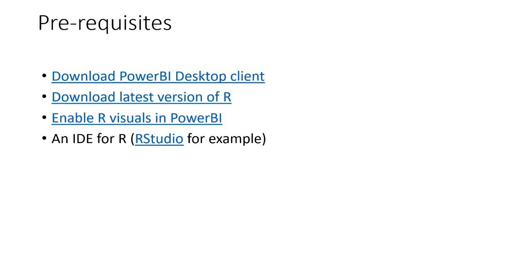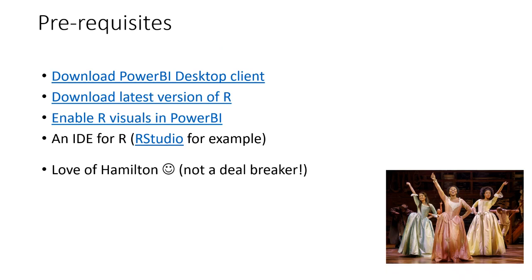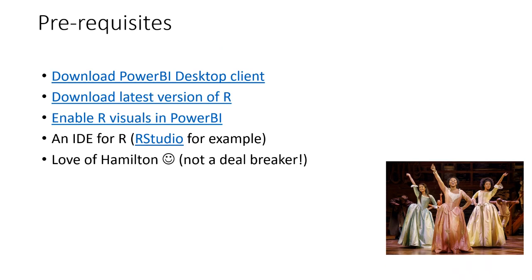So, some prereqs. What you want to do is make sure to download the Power BI Desktop client. Make sure you have the latest version of R downloaded on your system. Enable R visuals in Power BI. If you have R downloaded, this is going to be done automatically, but I have linked a way to make sure you're referencing the right directory in Power BI. And then for an IDE for R, I like RStudio. This is just optional. Now for Hamilton, that's again not a deal breaker. I'm sure a lot of you are here because you are intrigued by the prospect of doing data analysis using Hamilton.